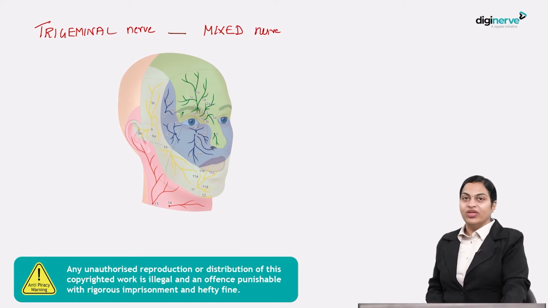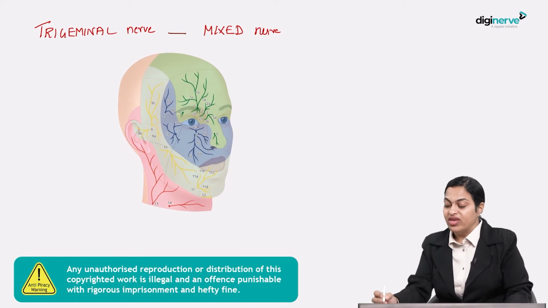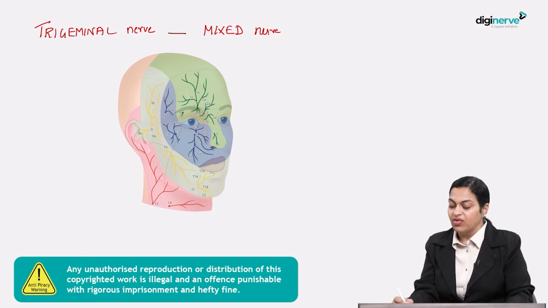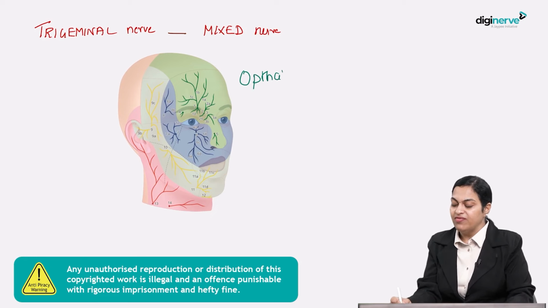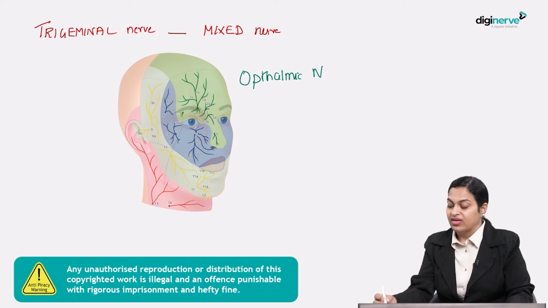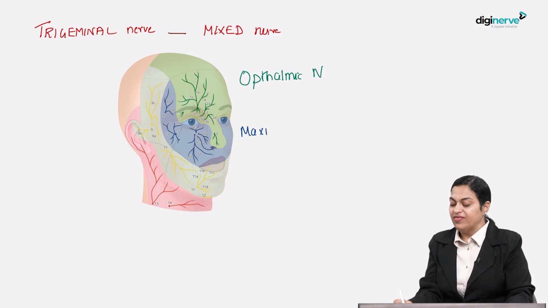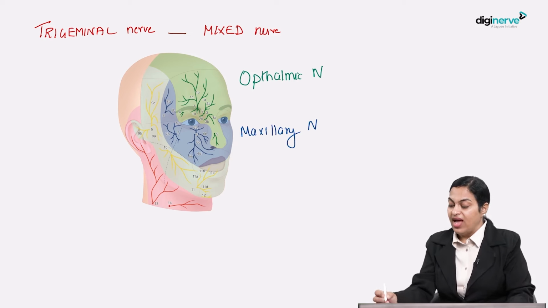So now let's move on to the trigeminal nerve. What are the three divisions of the trigeminal nerve? The ophthalmic nerve, the maxillary nerve, and the mandibular nerve.